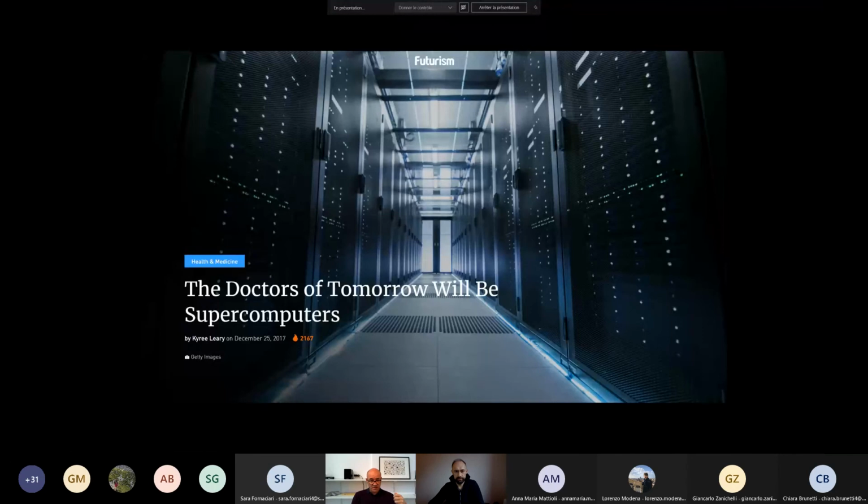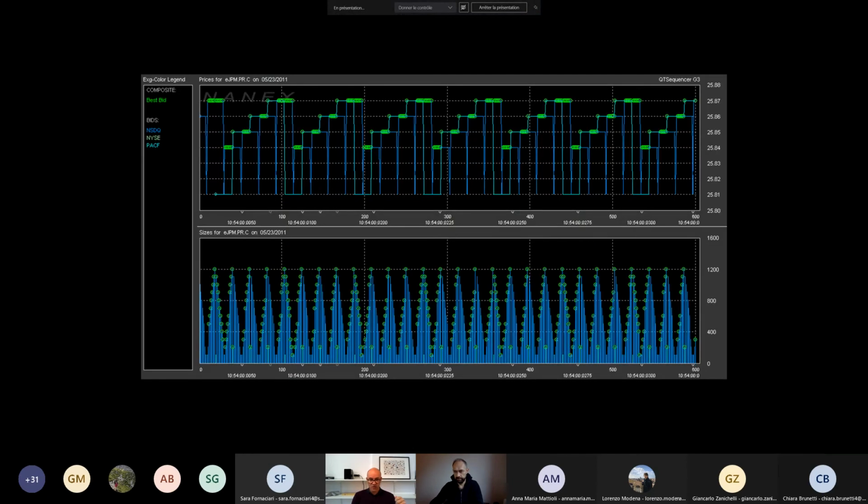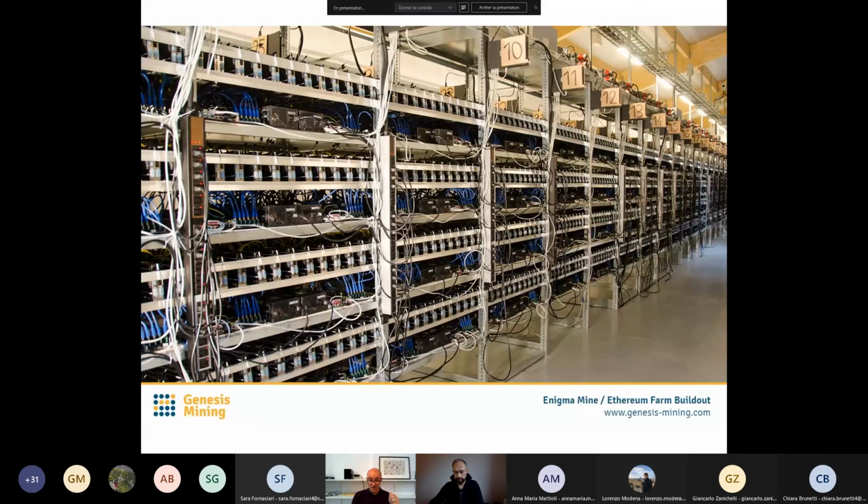It has an influence on medicine. Obviously, it has an influence on the stock exchange, the way we trade with a robot market, with computers just analyzing patterns. And it also has an influence on the very way we deal with money. For example, we know that cryptocurrencies are now mined and generated by computers.